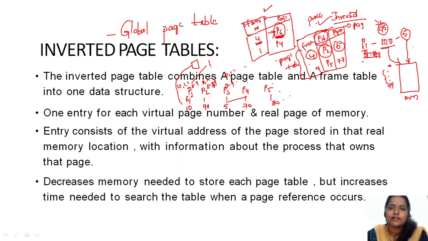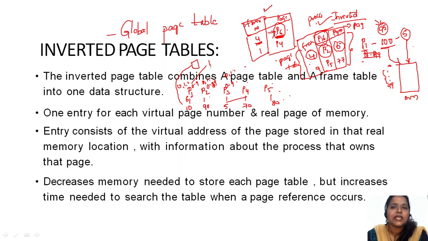So what it is going to do is it decreases the storage capacity. So instead of storing all the page tables, only the page tables we are in need of, we can store onto the inverted page table. So we are going to decrease the memory space, but it increases the need to search.